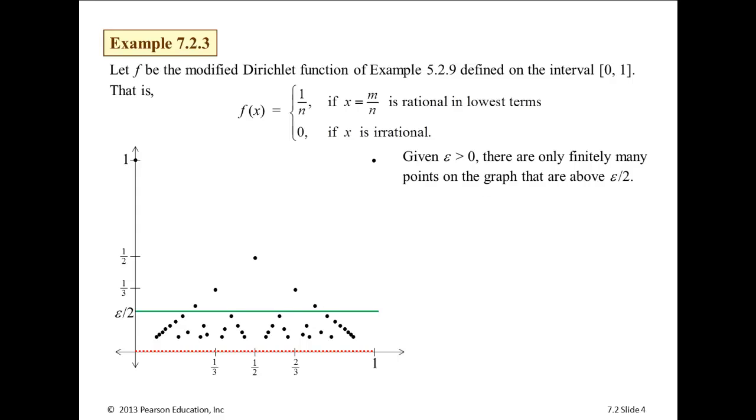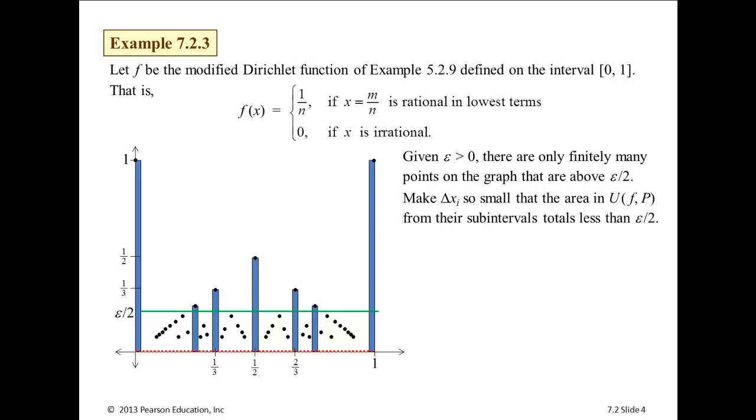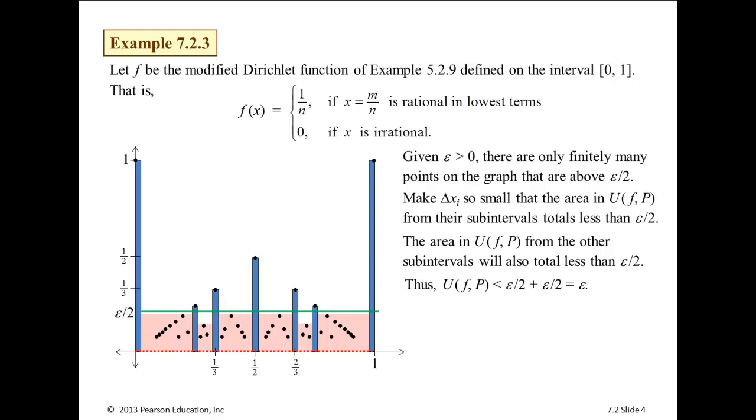Make delta x sub i so small that the area in the upper sum of f and P from those subintervals totals less than epsilon over 2. The area in the upper sum of f and P from the other subintervals will also total less than epsilon over 2. Thus, the upper sum is less than epsilon. Clearly, the lower sum is equal to 0, so their difference is less than epsilon, and f is integrable.